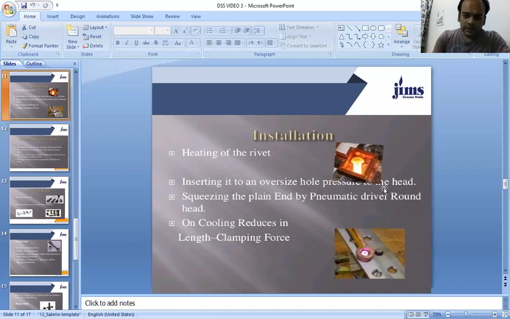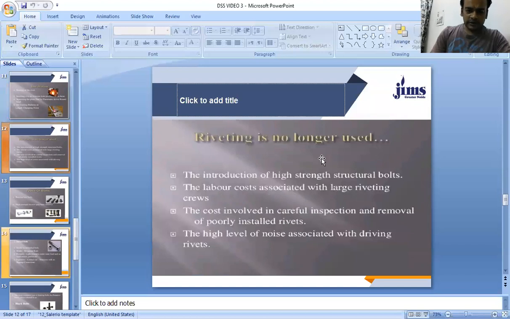So we insert it into the oversized hole, apply pressure on one head, and squeeze the plain end by a pneumatic driver, round head, or pulling reduced length and clamping. This is the process of how we install the rivet connection.